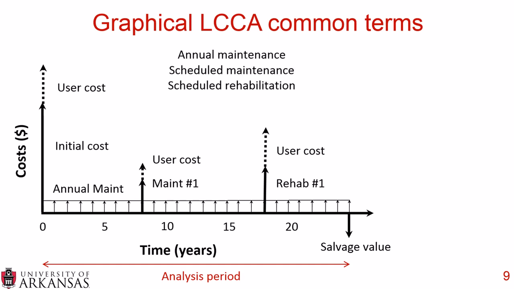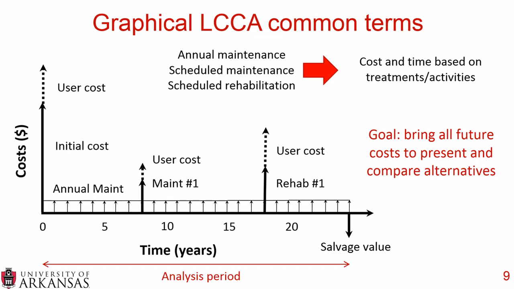So the annual maintenance, the scheduled maintenance, and the scheduled rehabilitation, these costs and times, so what year they occur in, and then how high the arrows are, those are all based on the treatment or the activity that you're performing on the road.